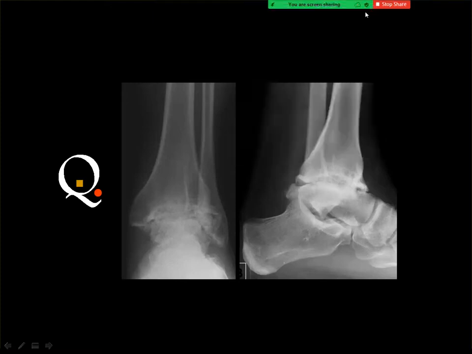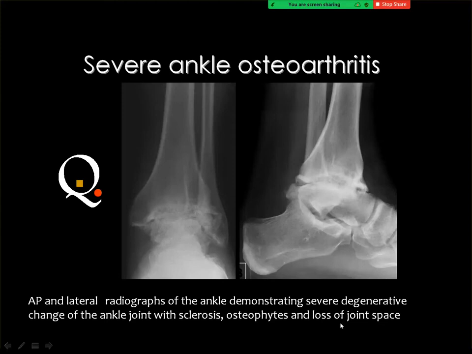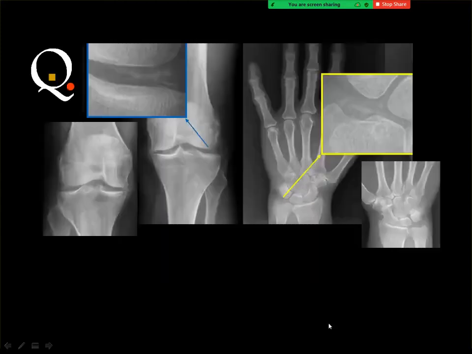Yes, and this is osteoarthritis, severe osteoarthritis of the ankle joint with all the findings of osteoarthritis: narrowing of the joint space, subarticular bone sclerosis, osteophytic lipping of the articular surfaces, and you may appreciate some pseudocystic changes as well. This is a severe ankle osteoarthritis. And here are some X-rays of the knee and wrist joint with some magnification at the area where the lesion is present.